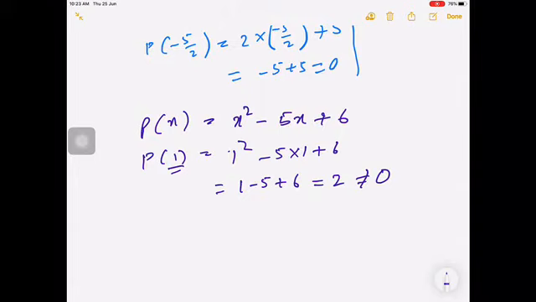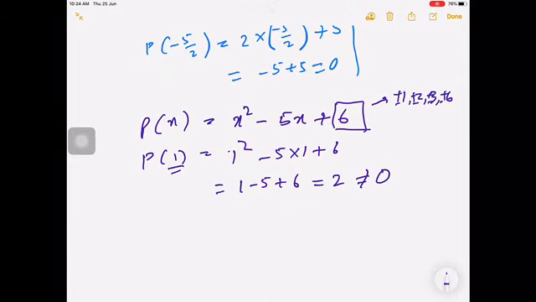Then how many times we shall try? It may be a very hectic thing for us. So how can we guess which values we should take to put here so that we can reach the answer easily? For this you have to find out the factors of the last term here. What are the factors of 6? It may be 1, 2, 3 and 6, and plus or minus. So these are the factors of 6.